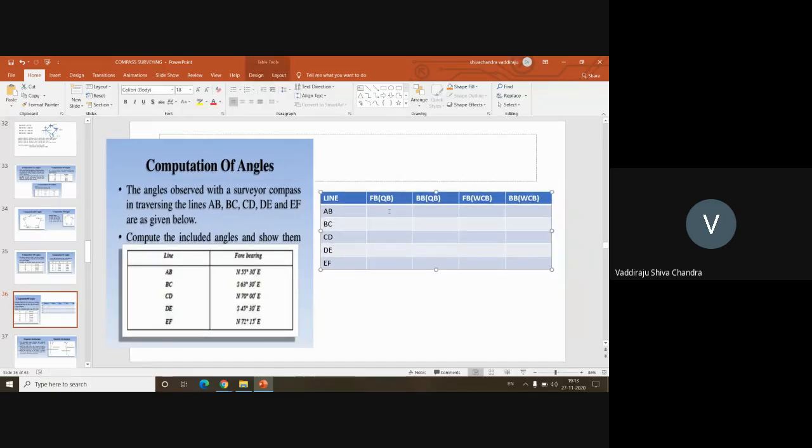So let us calculate the back bearing. He has given us north 55 degrees 30 minutes east, south 63 degrees 30 minutes east, north 70 degrees east, south 45 degrees 30 minutes east, north 72 degrees 15 minutes east. So he has given you the forebearing. Now tell me, what are the back bearings? What is the back bearing of AB now?